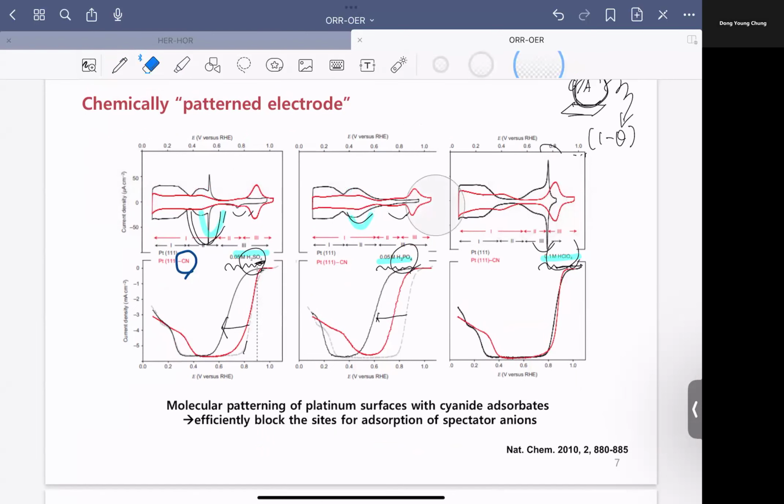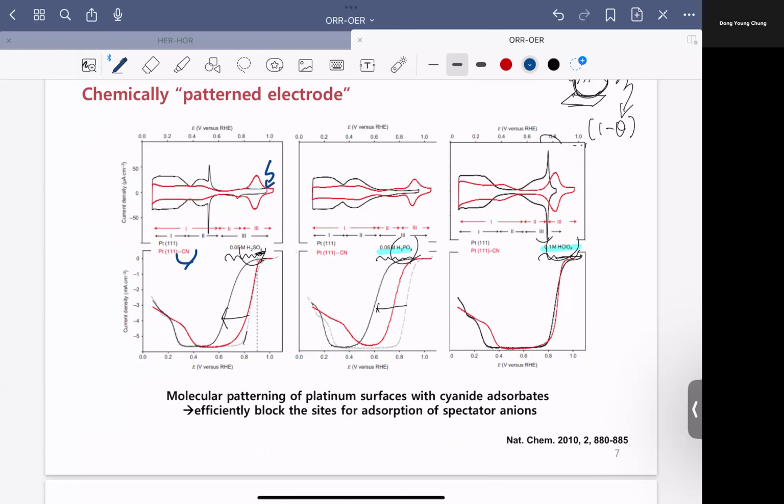So let's think about what happened in these cases when you adsorb cyanide on the surface to inhibit the anion adsorption. The red one shows the cyclic voltammetry. Please keep in mind, all the shapes are similar, right? Please keep in mind the shape of each curve is identical with respect to the electrolyte because we can prohibit any anion adsorption, right? This is a striking feature.